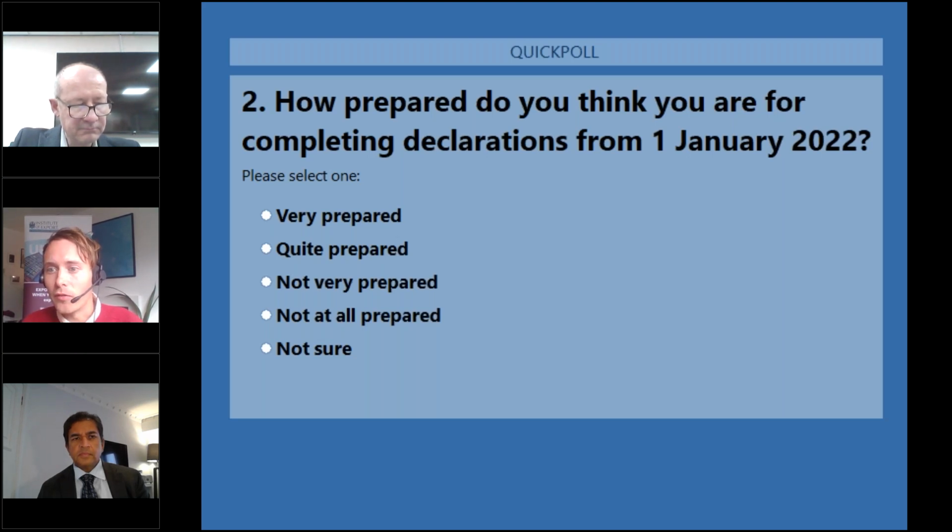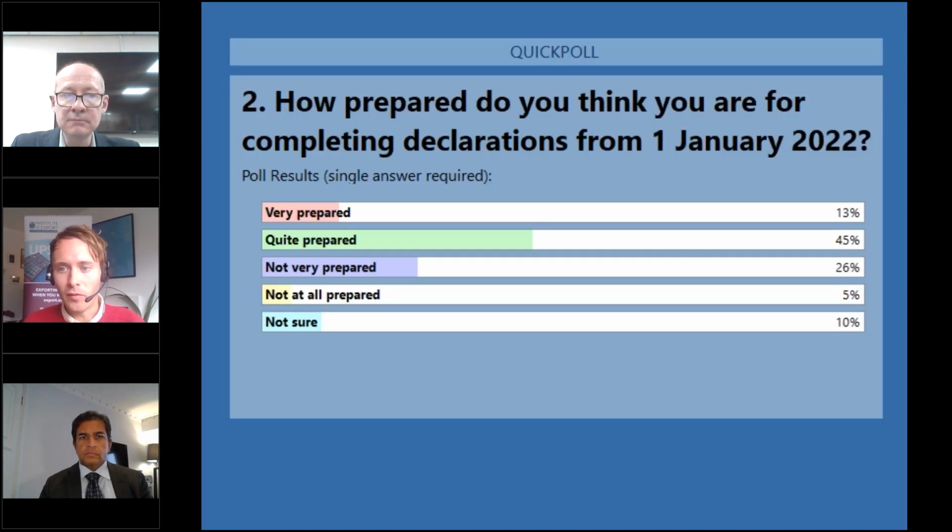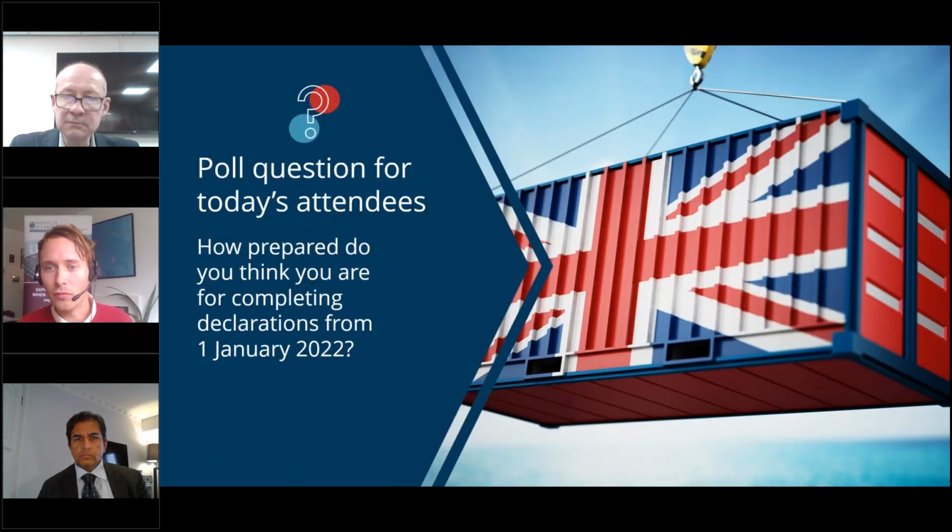So I'm going to close that poll now and share the results. Interestingly, over half of you say you're prepared: 45% quite prepared, 13% very prepared. But around the same number of people said they were less aware of the rule changes, saying that they're not prepared or not sure. So that's roughly about 41% between the three options there. Unfortunately, we don't have too much time to reflect on that poll now, but thank you, Kevin and Shankar, for those answers and the presentation just now.